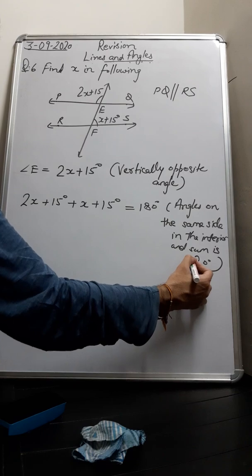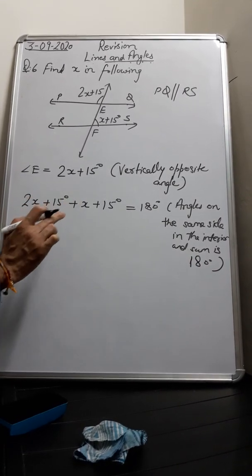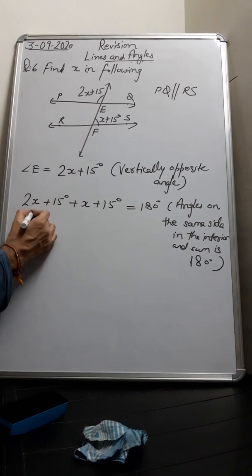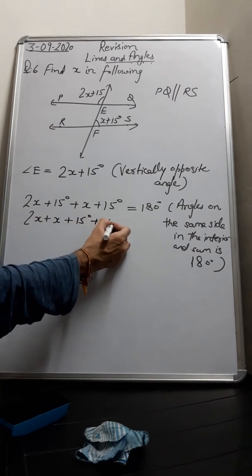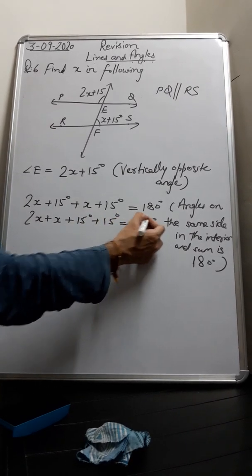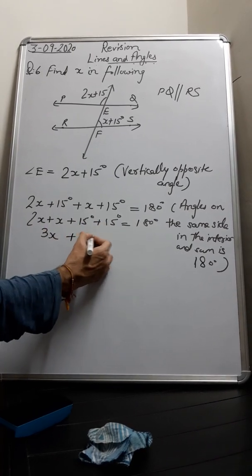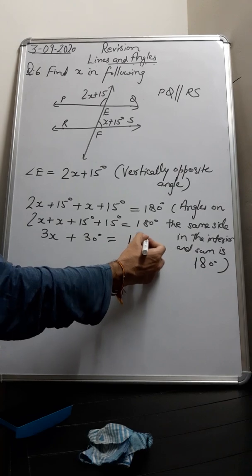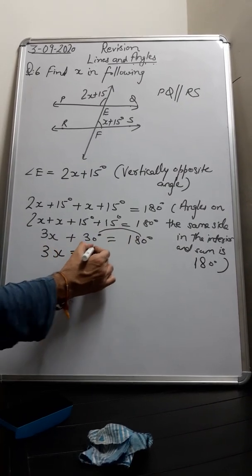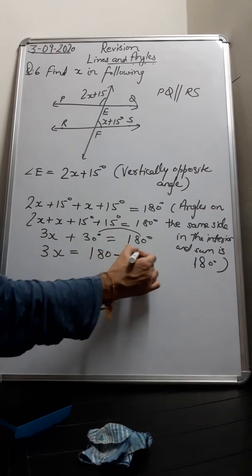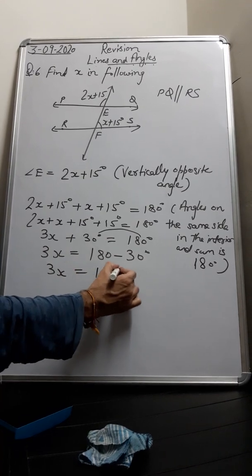So here on the left hand side we can add the like terms 2x and x. These are your like terms. Plus 15 degree plus 15 degree equal to 180 degree. So 2x plus x gives you 3x. 15 plus 15 gives you 30 degree equal to 180 degree. So first we take 30 degree to the right hand side. 3x equal to 180 minus 30 degree. So 3x equal to 150 degree.